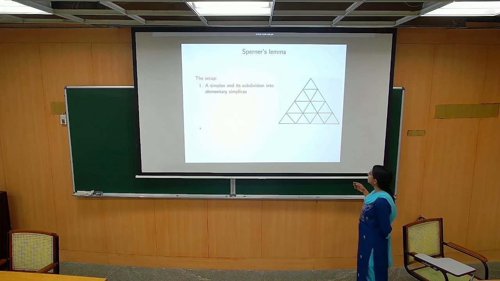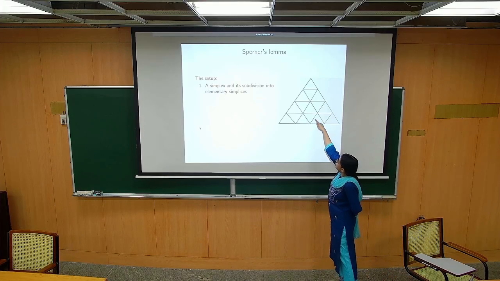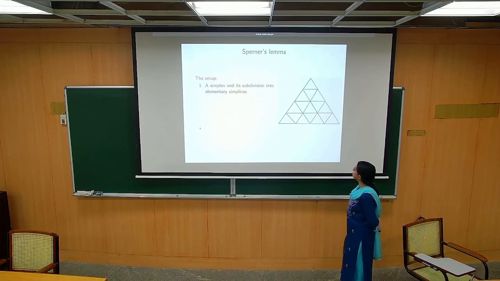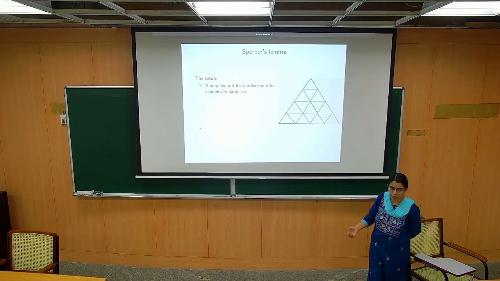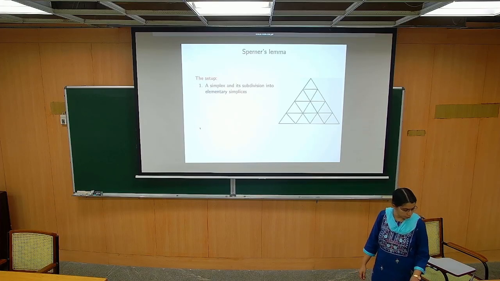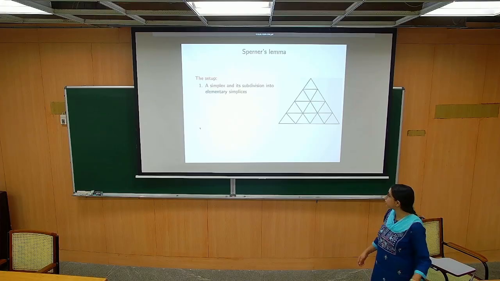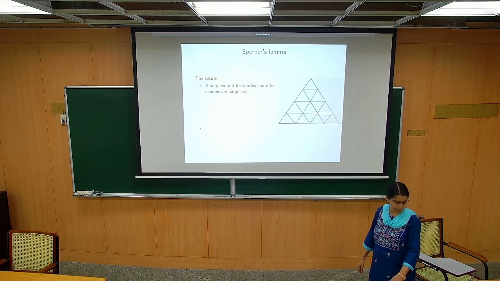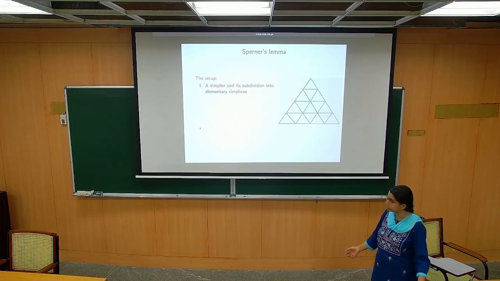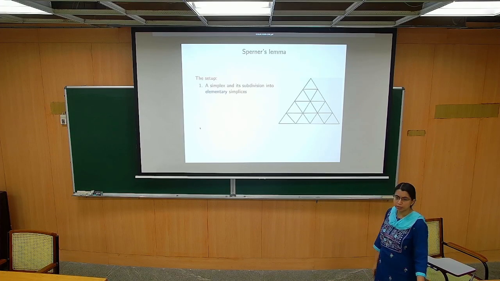It is done in a particular way in the sense that no edge starts from the middle of another. There is no undivided quadrilateral or larger polygon. So it's fully triangulated. It is not necessary that you have to triangulate it like this. Any division into triangles is fine. And the lemma will hold no matter how you subdivide this triangle into smaller triangles.